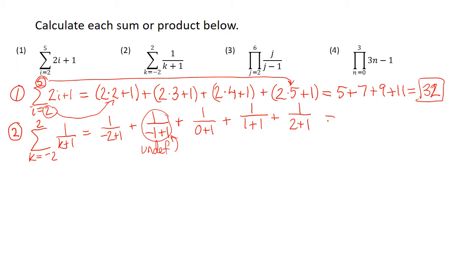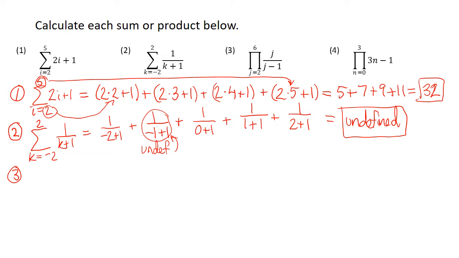So this whole thing is going to be undefined. Sorry about that. That's what happens when you're not thinking. But anyway, that's how you would do that normally. Okay, so for number 3, it's the big pi sign instead of the big sigma.